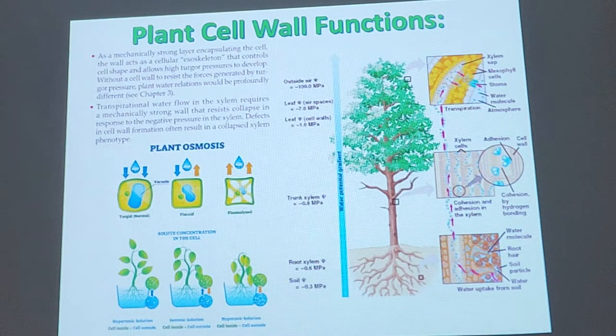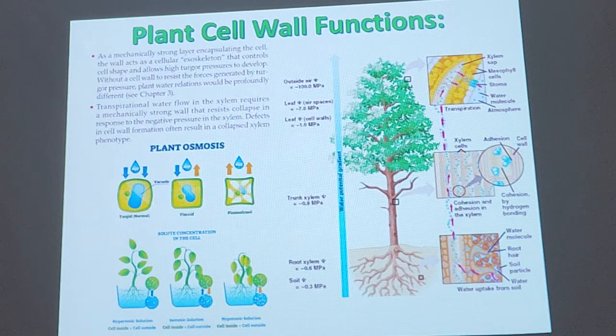Because of this strength as well, the plants can withstand such a great pressure to the point the water can travel along the vascular bundles such as the xylem. The pressure here is great. Look at the difference in the pressure here. At the root level, the pressure is minus 0.3 megapascal. Still within the same tree, the top is minus 100 megapascal. There is a big difference in that.